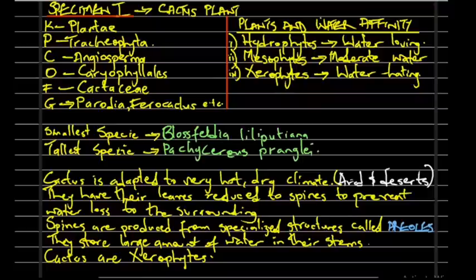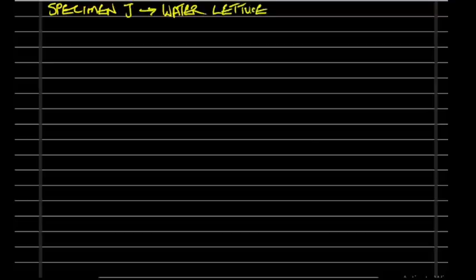So that is about cactus, and speedily we move over to the next species, which is Specimen J. Specimen J, that is what we want to talk about now. And Specimen J is the water lettuce. Water lettuce. So looking at Specimen J, let us start by also talking about its classification.